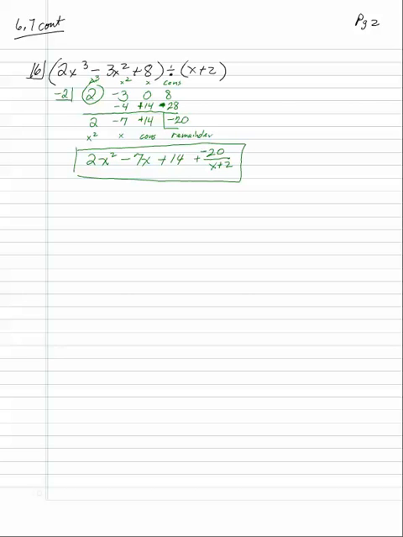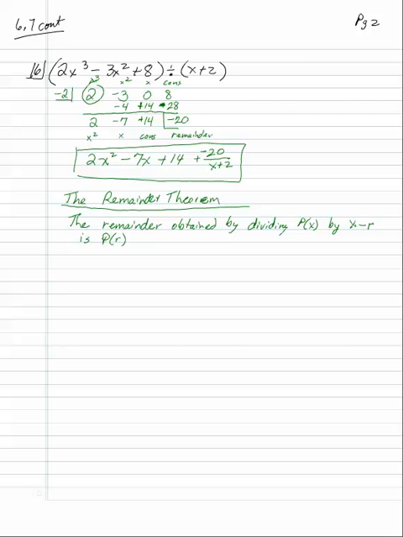Okay, so now the next thing is what's called the remainder theorem. Let me write that down for you. It's pretty simple. The remainder theorem just says that if you take a polynomial, p of x, and divide it by x minus r, the remainder is going to give you the same number as if you plugged r into that original polynomial.